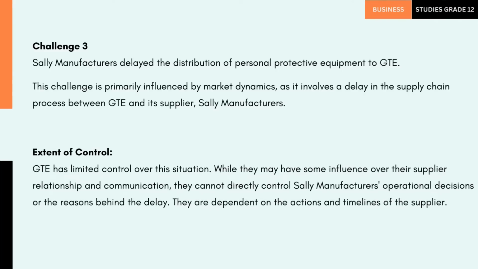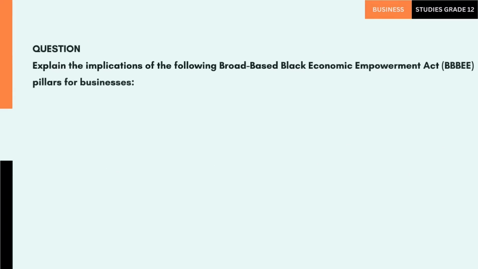While they may have some influence over their supplier relationship and communication, they cannot directly control Sally manufacturers' operational decisions or the reasons behind the delay. They are dependent on the actions and timelines of the supplier.